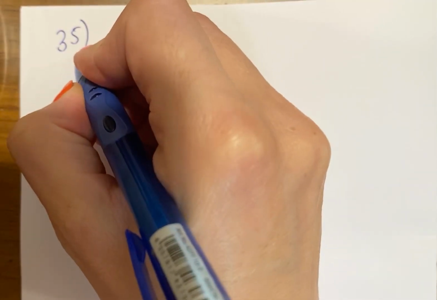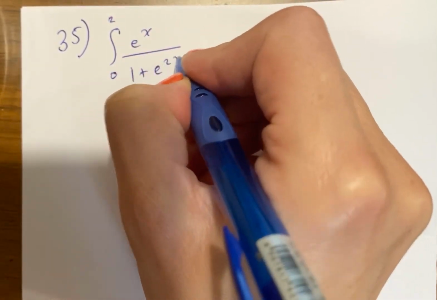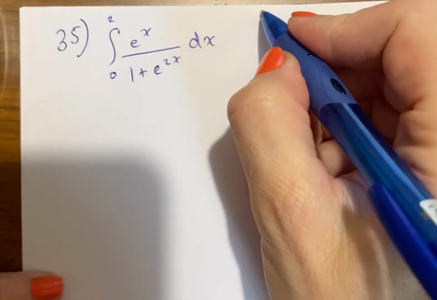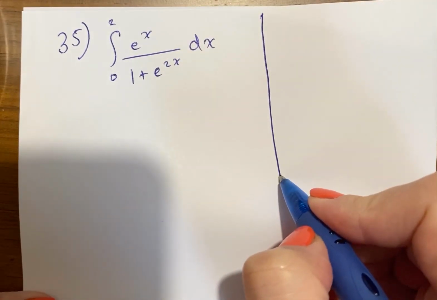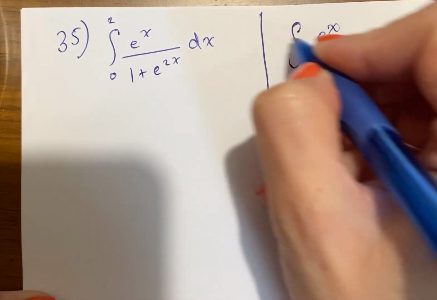We continue by doing some examples. We do examples now that are definite. So example 35, from 0 to 2, e^x over 1 plus e^(2x) dx. See, again, I want you to notice the difference between this and this.